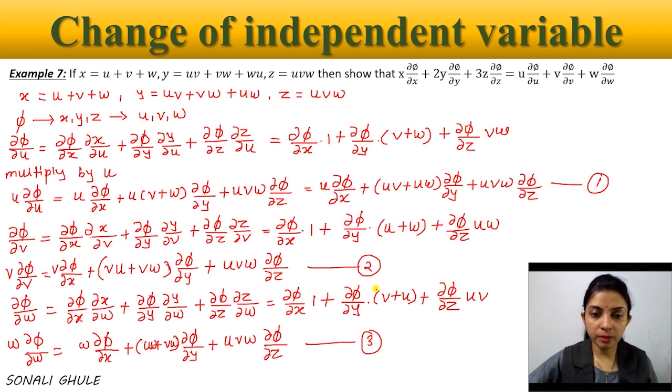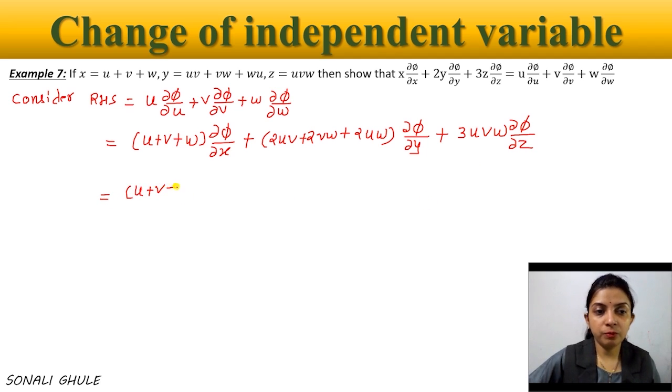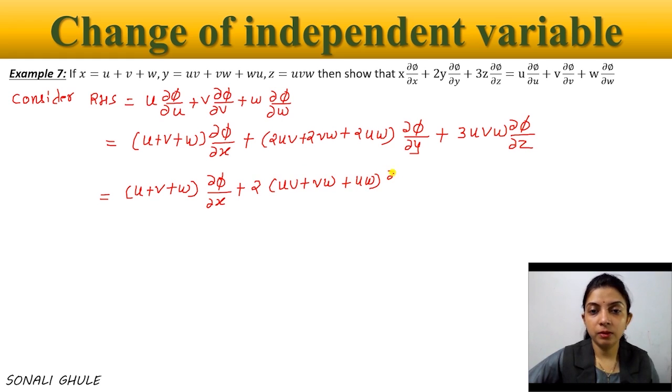Now the next one is what? Last term. Phi with respect to z, phi with respect to z, phi with respect to z. So all these 3 terms are same. So I can simply write the addition here: 3uvw phi with respect to z. Now see, u plus v plus w phi with respect to x, finding here 2 common, uv plus vw plus uw phi with respect to y plus 3uvw phi with respect to z.